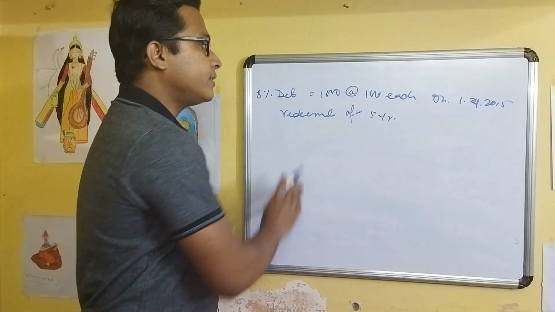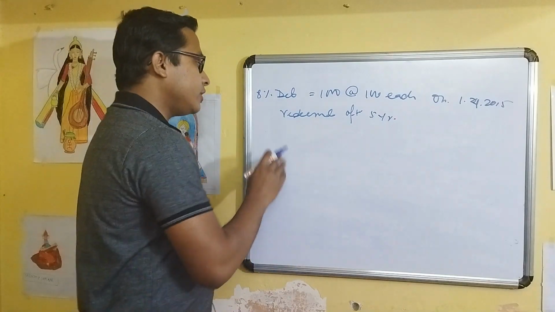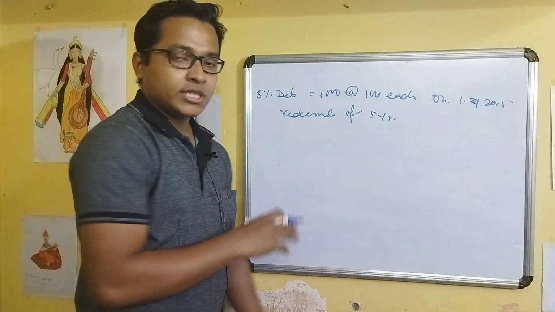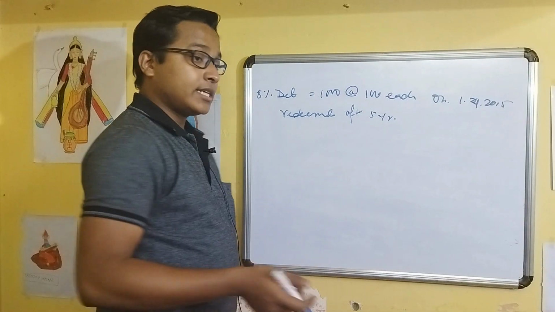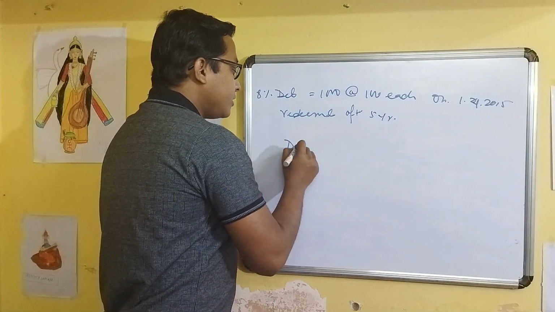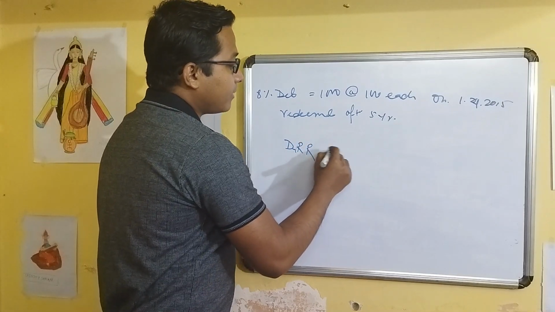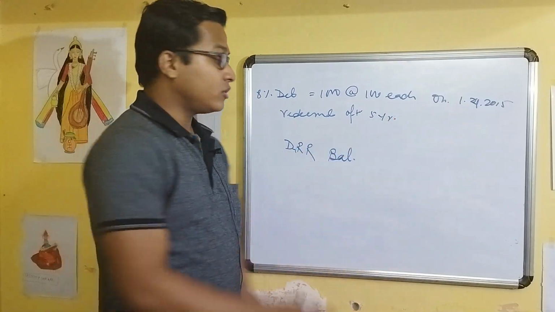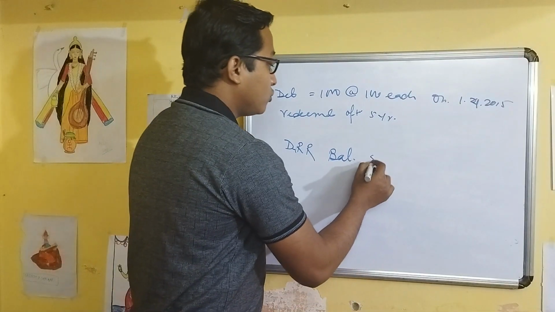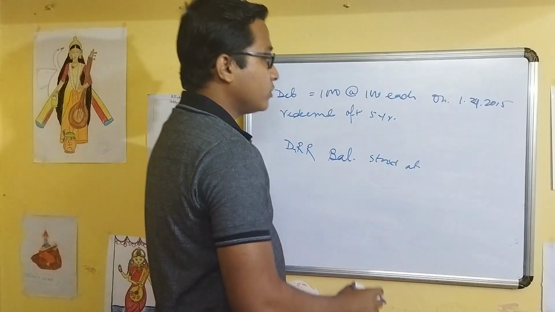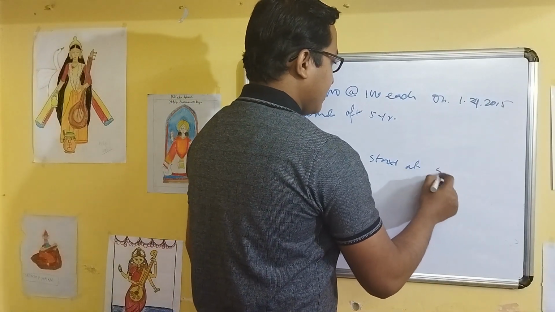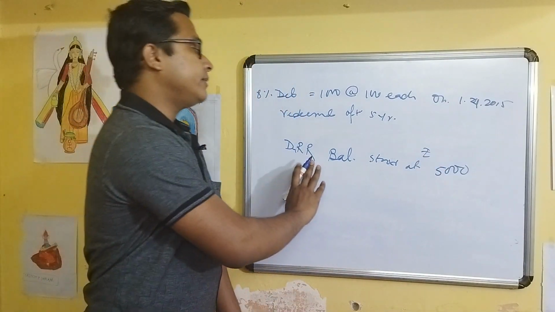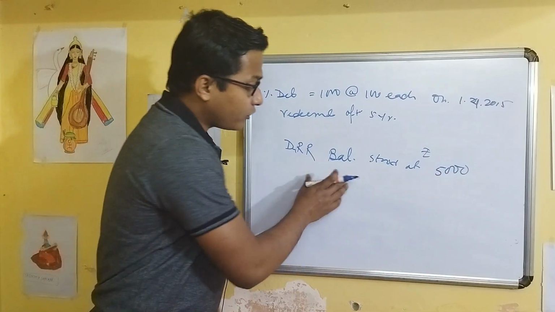So in our case, I just missed out one topic. In your exercise book or in your solved books, some question may be stated like this: the DRR balance in such year, and on the date of redemption the DRR balance stood at rupees, suppose in our case 5,000 rupees. 5,000 is your DRR balance. Where does this balance come from?